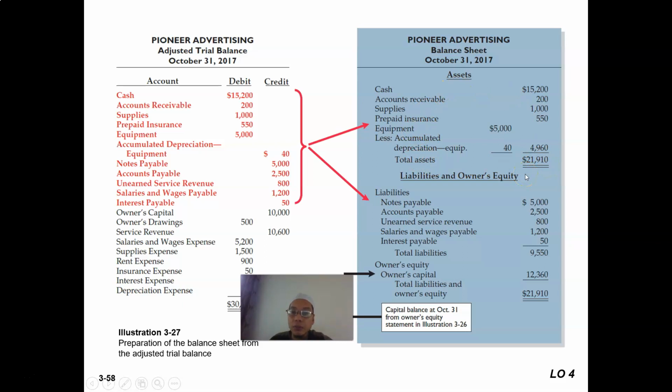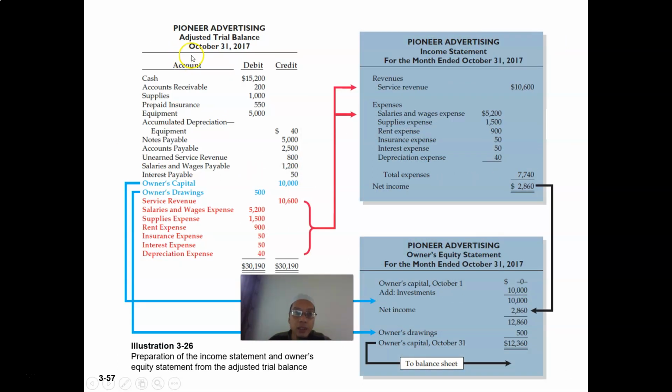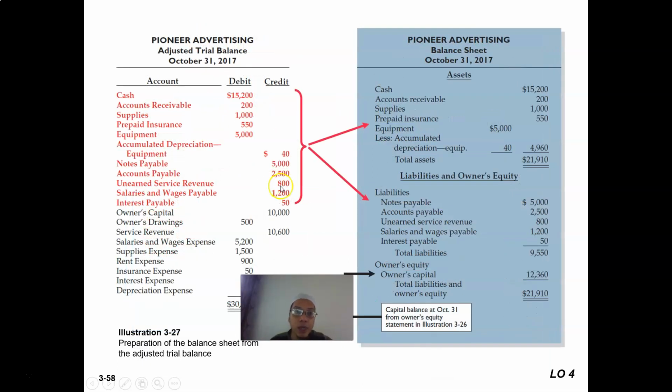The other side of the balance sheet, the bottom side, will be liabilities and owner's equity. If you can see, the balance sheet actually summarizes all of the accounting equation. The accounting equation, if you can recall, is assets equals liability and owner's equity. So on top here is the asset, and the bottom here will be the liabilities and owner's equity. For the liabilities, we look back at the adjusted trial balance.